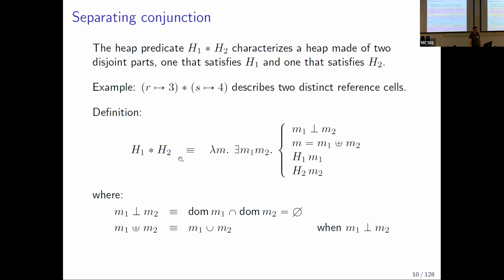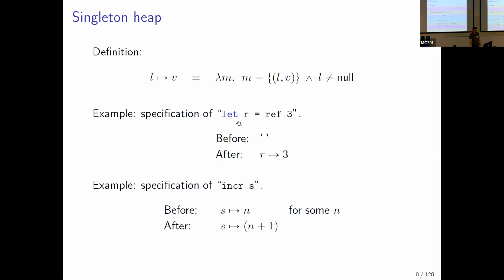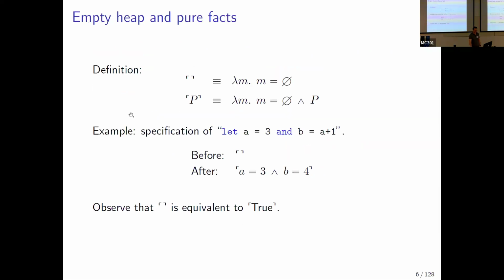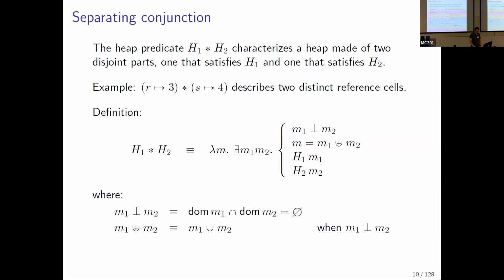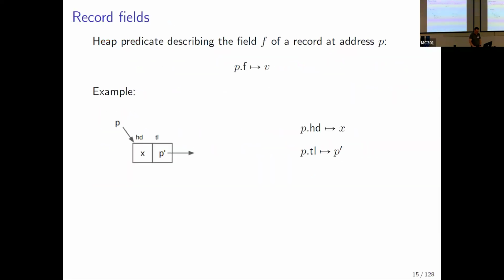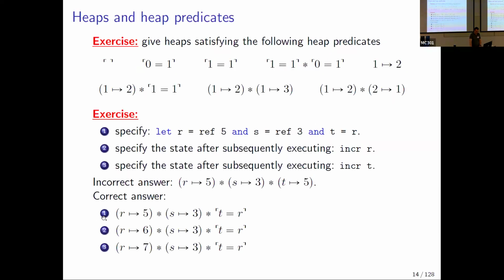The information would be a pure fact. It would be stored not in a heap, but just in the truth value of T is equal to R. So that's why we write this thing. So this is one heap, this is one heap, and this is one empty heap. So all of those 3 heaps are separated.